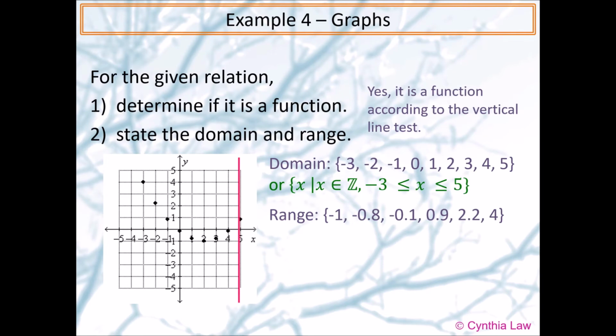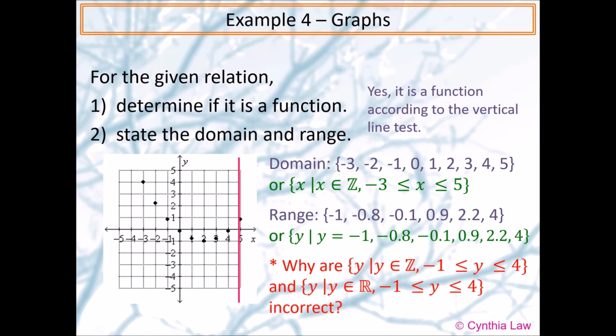We can also write the range formally as such: y belongs to the set of numbers such that y equals -1, -0.8, -0.1, 0.9, 2.2, and 4. Why is it wrong for me to say that y belongs to the integer set and y is between -1 and 4 inclusive? Why is it also wrong to say that y belongs to the real number set and y is between -1 and 4 inclusive?